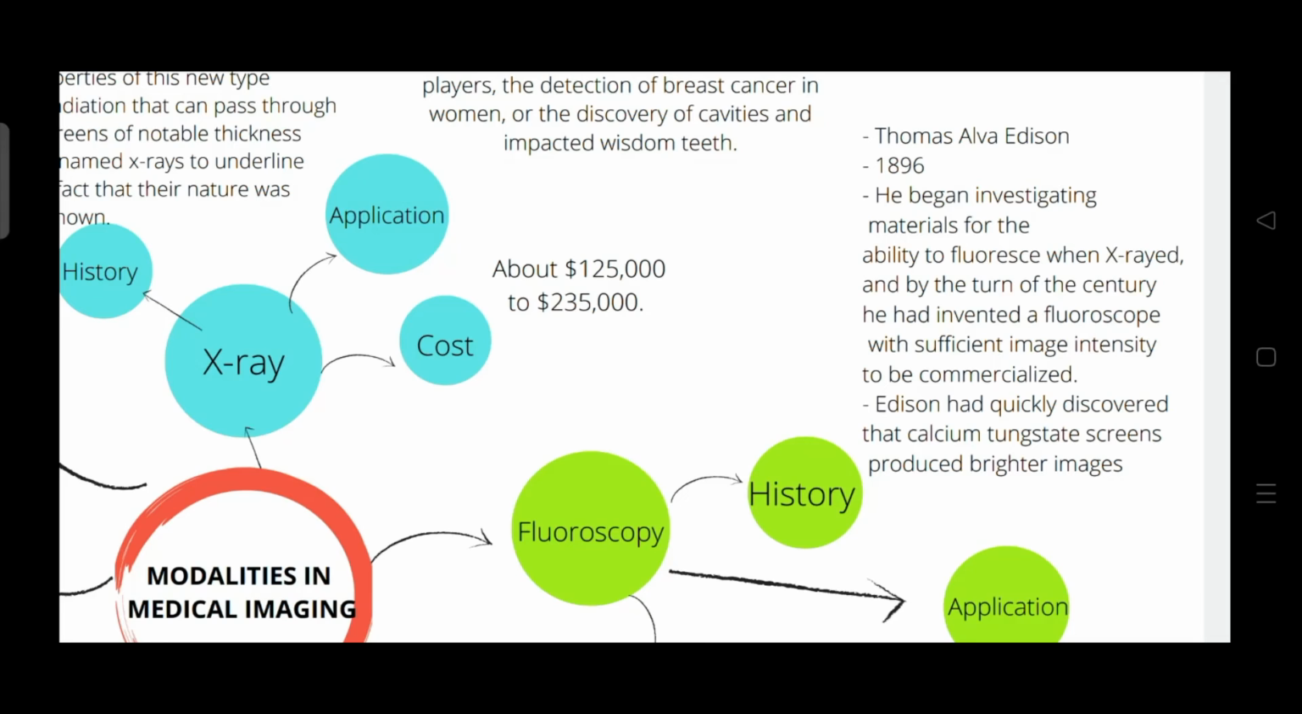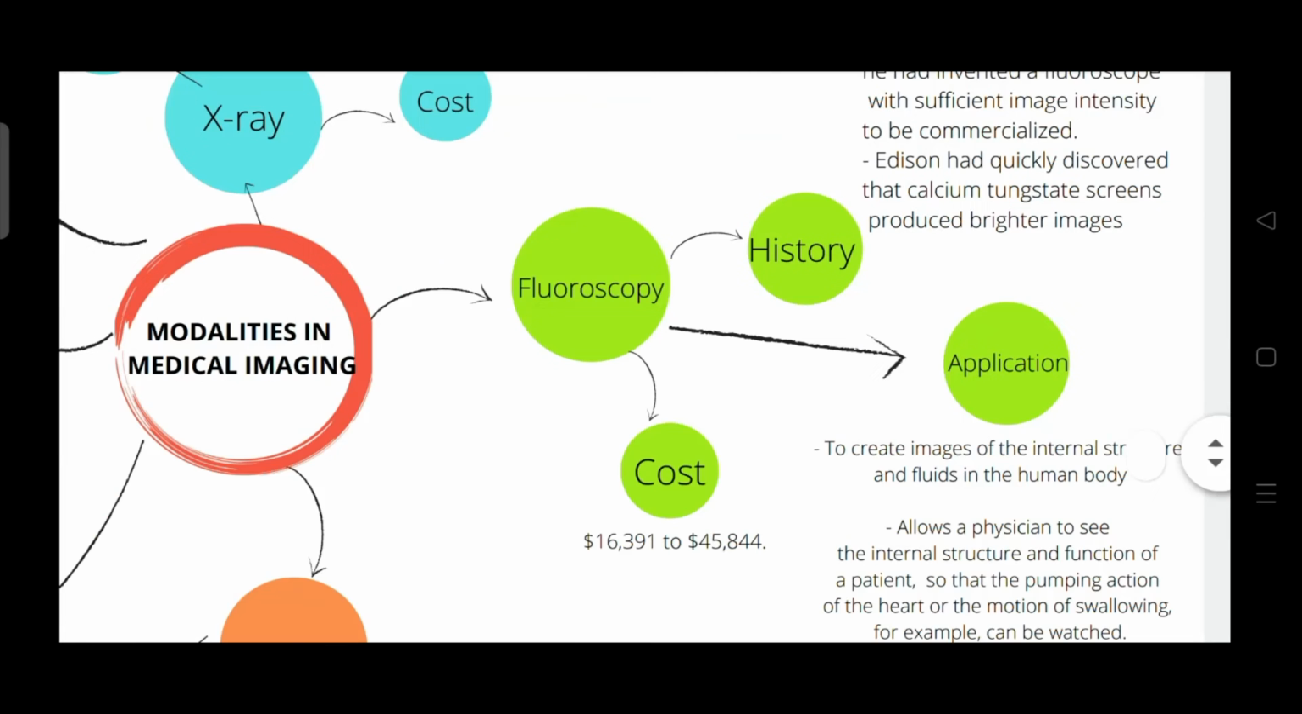Next, fluoroscopy. It was discovered by Thomas Alva Edison in 1896, which is 1 year after Wilhelm Conrad Röntgen's discovery of X-rays. He began investigating materials for the ability to fluoresce when X-rayed, and by the turn of the century, he had invented a fluoroscope with sufficient image intensity to be commercialized. Edison also had quickly discovered that calcium tungstate screens produce brighter images.